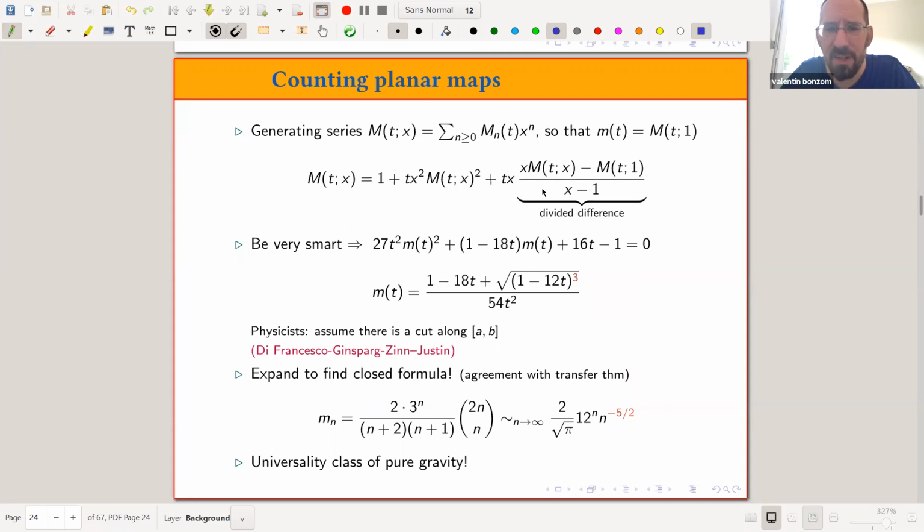So it's quadratic, it seems nice, but there is a nasty quantity here, which is called the divided difference.